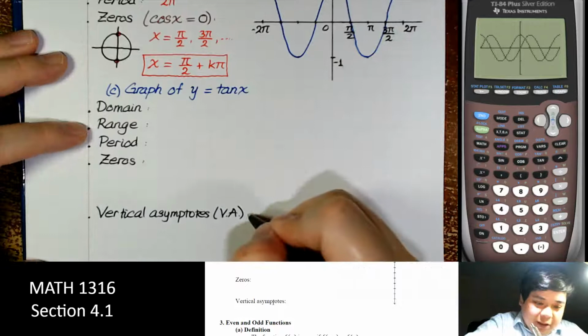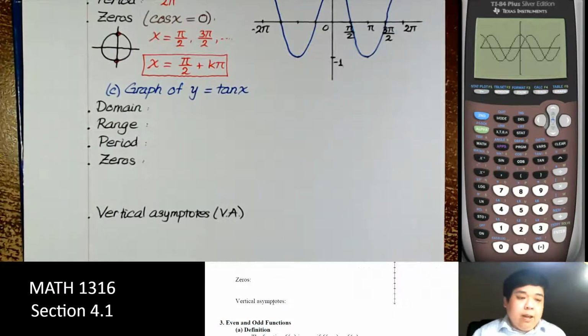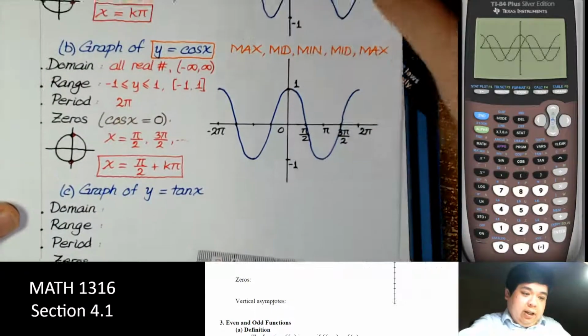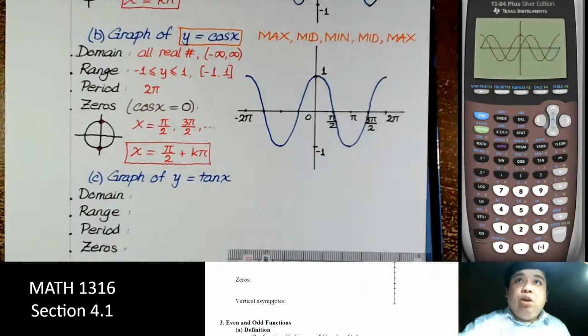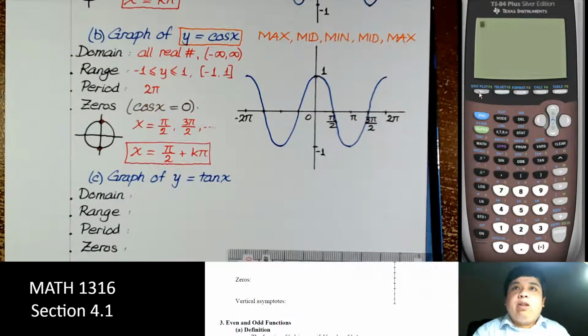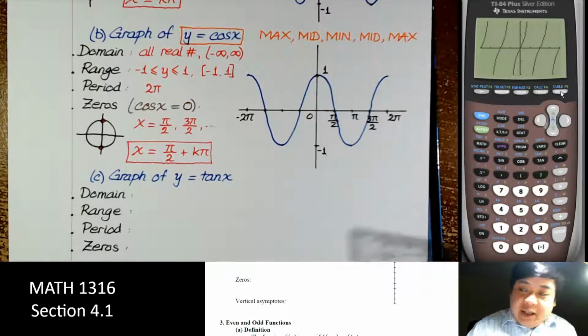Right. And over here we have the graph as well. The graph of tangent is a little bit different. Let's see what the graph of tangent is. Right, so it's like that. Okay, back to that in a minute.